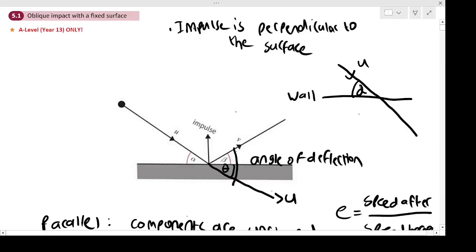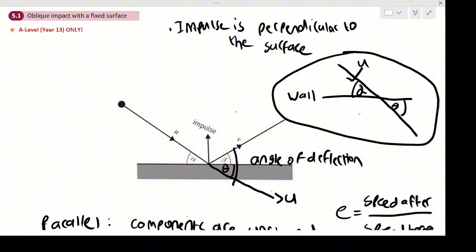So I've just copied the diagram out for the initial speed U and the wall, okay? But we want this angle here, theta. Hopefully you can spot that we've got vertically opposite angles, right? Look at this diagram I've got here, alpha and theta: these two angles are marked, are vertically opposite angles. Remember, when you make a cross, when two lines cross over, the vertically opposite angles are equal.